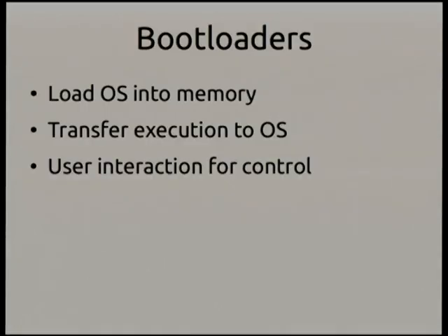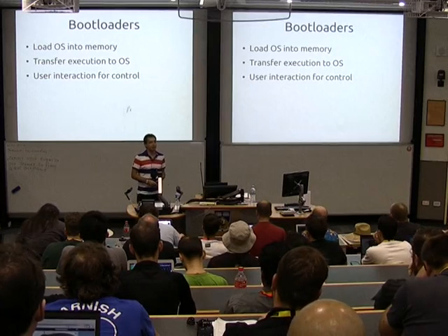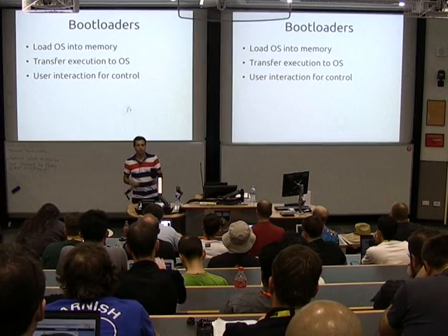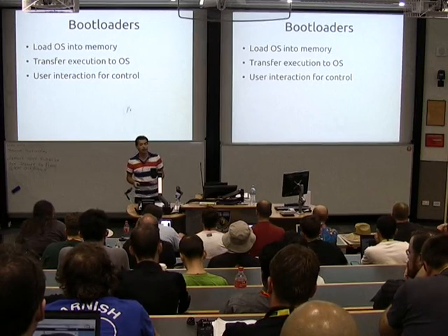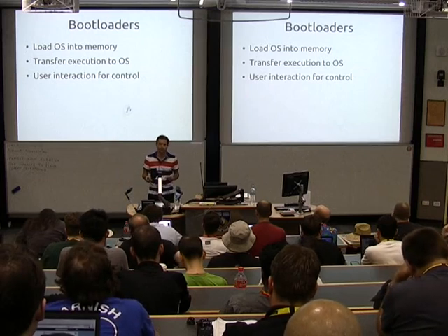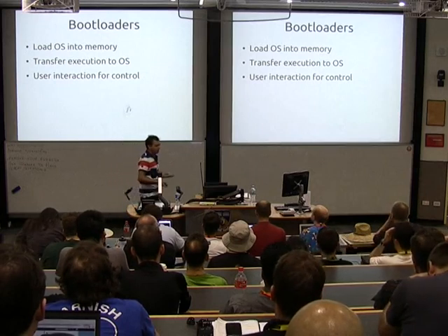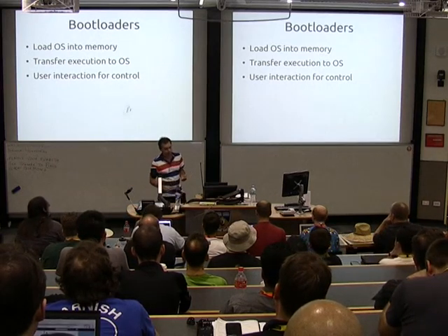So there are three things that we want out of a bootloader. We want to load our OS into memory somehow, typically pulling it off disk or net or some weird device. We want to transfer our execution into the OS that we've loaded, and possibly give a bit of interaction to allow users or administrators to control how that boot process works. So maybe you want to select between different boot options or different operating systems, or change the arguments you're going to give to that option to change the behavior of the system. Three important things that we want our bootloader to do.